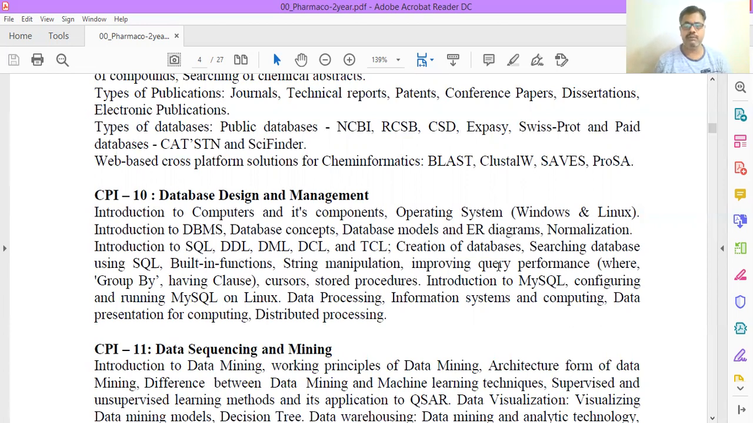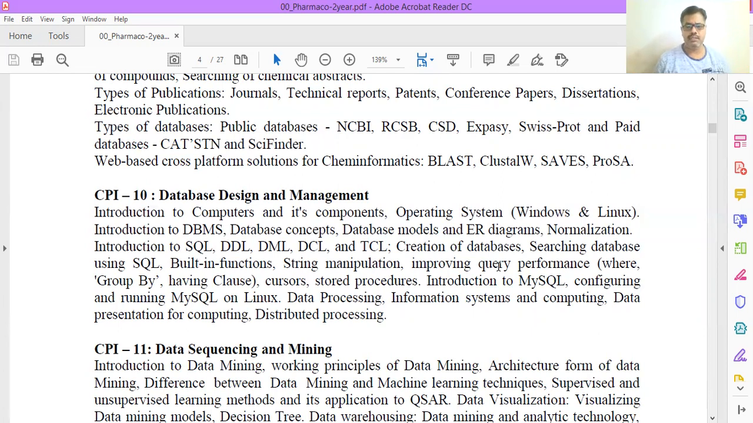And how to improve our query performance, meaning how to find a specific piece of information from a large data set, by using group by or the having clause. What are the cursors being used, and how to store the information in a database. So all of this comes under here. As well as you have MySQL. In this MySQL, you have to configure the MySQL software on your running system, whether that is a Windows system or a Linux system.